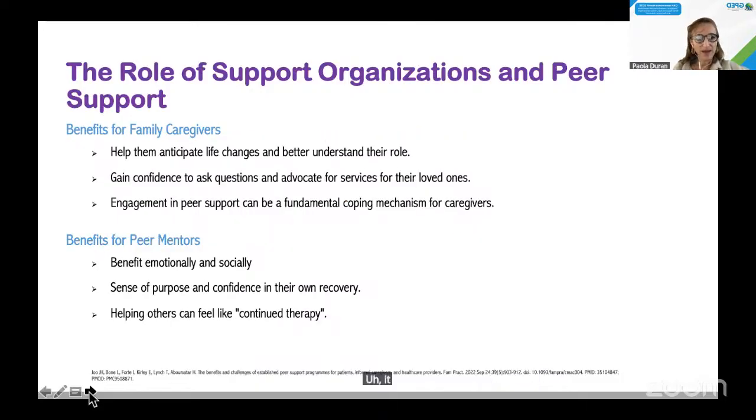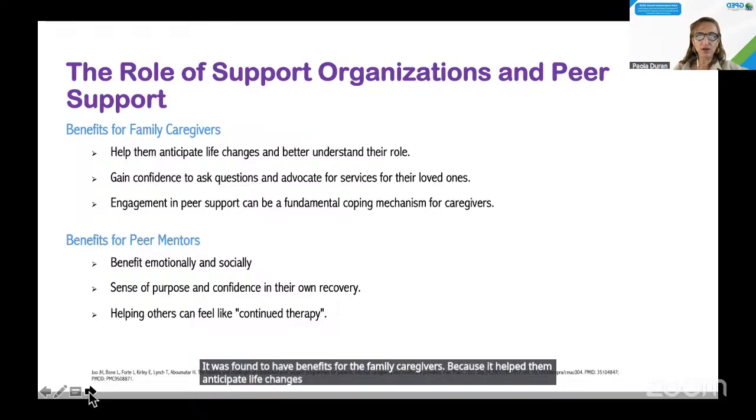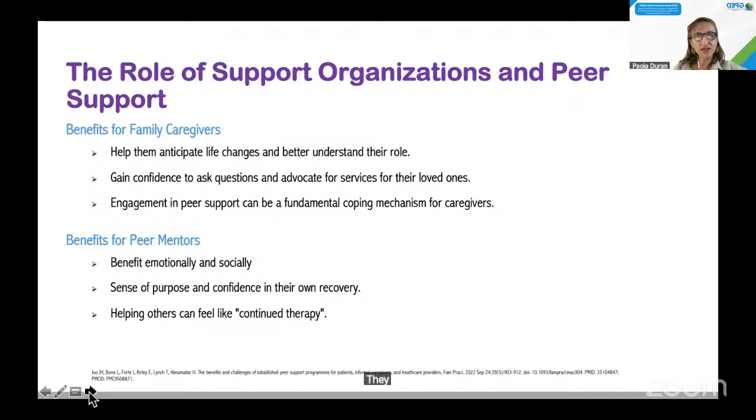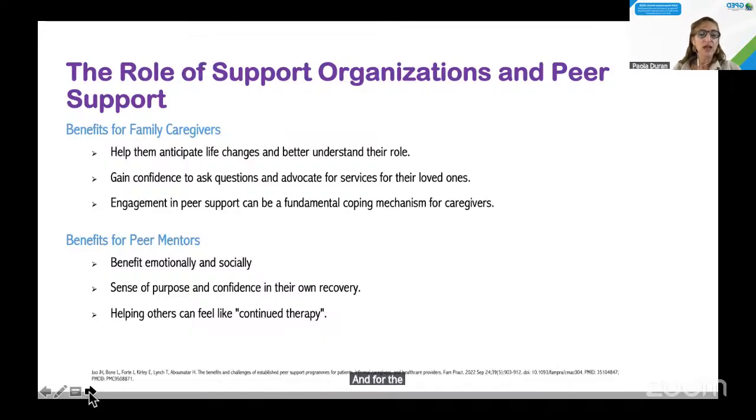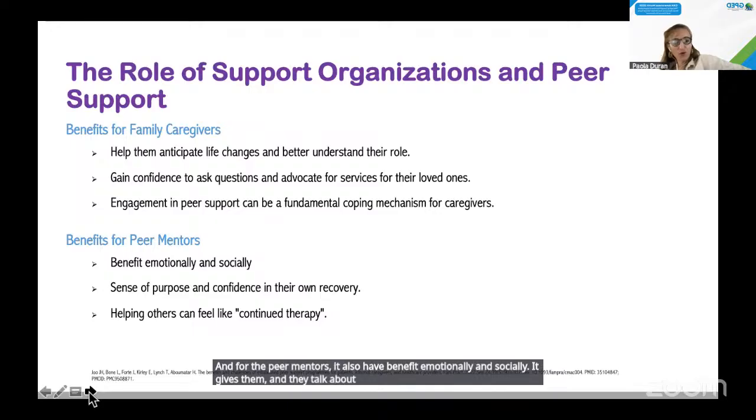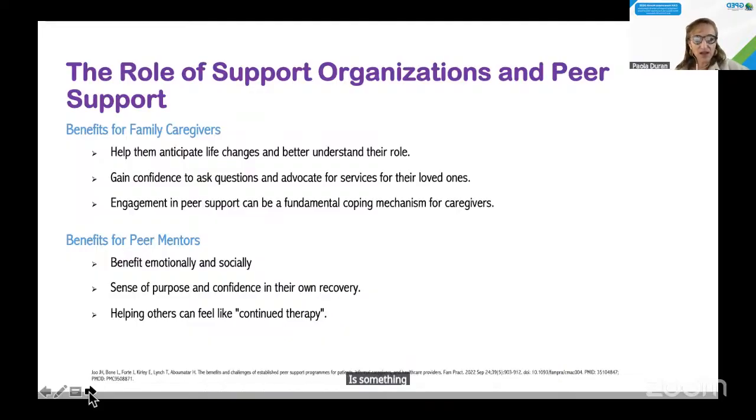It was found to have benefits for family caregivers because it helped them anticipate life changes and better understand their role. They gained confidence to ask questions and to advocate for the services their loved ones can have. And of course, engagement in peer support is fundamental. It's a coping mechanism for caregivers. And for the peer mentors, it also has emotional and social benefits. They talk about a sense of purpose and confidence in their own recovery, and helping others feels like continued therapy and gives them a sense of purpose.